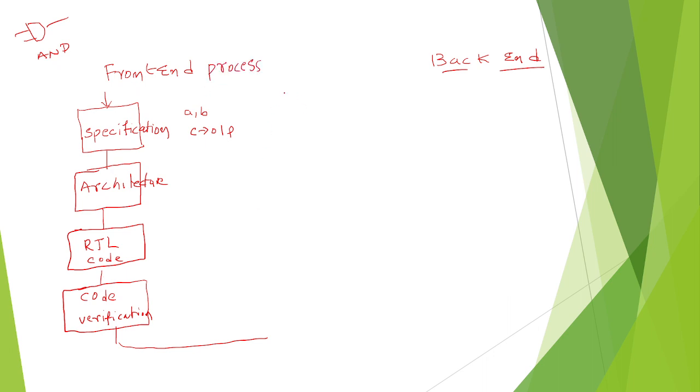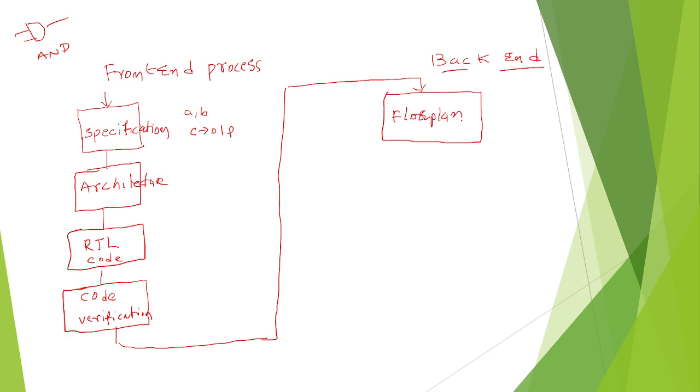Generally, they are going to use very long to go for verification. Then in backend process, they are going to design the floor plan. In floor plan, for example, if you want to design any chip, there are different floor plans, like square shape, triangular, rectangle, T shape, or L shape. So these are the floor plans. We need to select depending on our requirement.